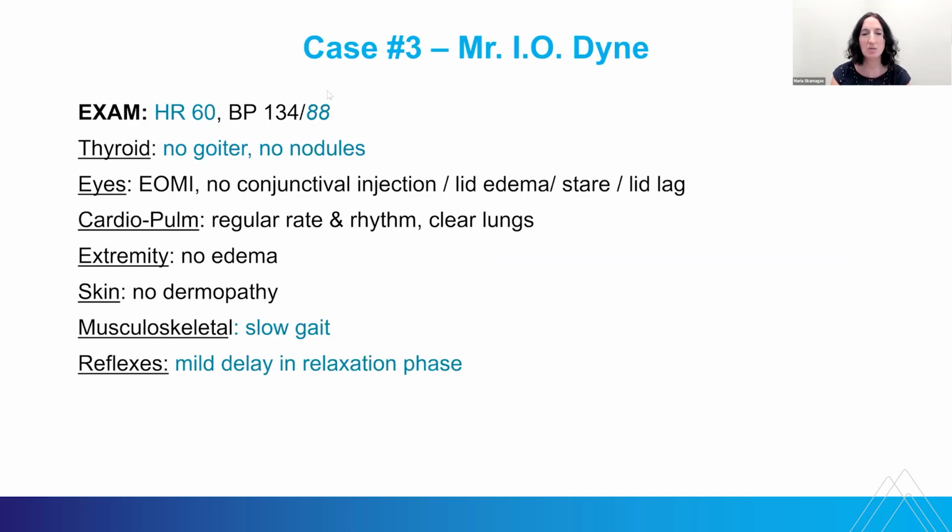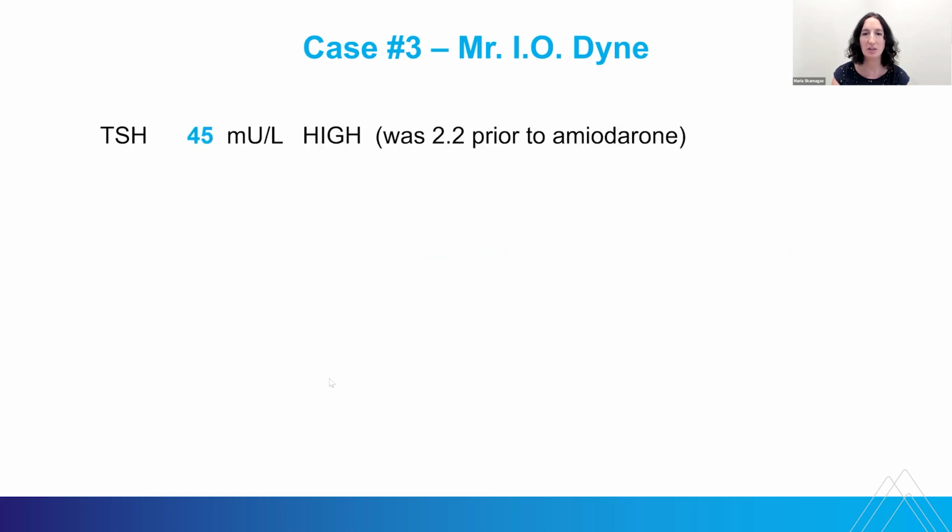On exam, you see that he has a mild elevated diastolic blood pressure, no goiter, no nodules. His cardiopulmonary exam, thankfully, is normal. He has no edema. He does have a slow gait and mild delay in the relaxation phase of his reflex.